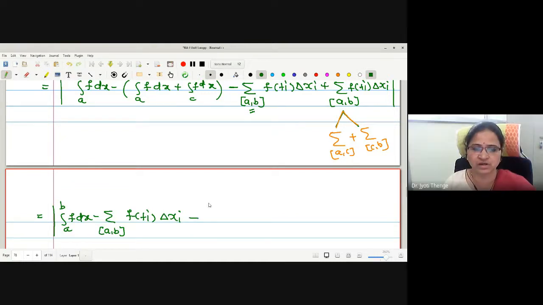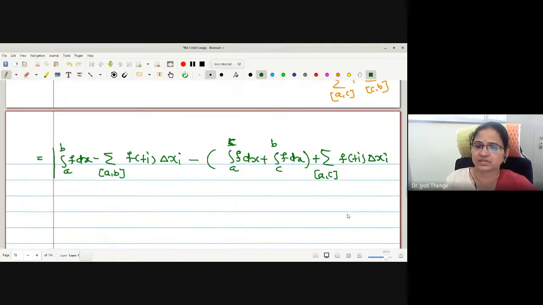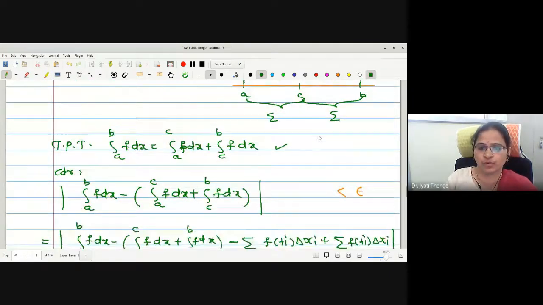Then we remain with the bracket a to c. Every time I'm making the same mistake. C to b. And then this sum is now divided as sum on AC of f of pi delta xi added with sum on CB of f of pi delta xi. Reason is from 4, na? This is from 4. Okay.